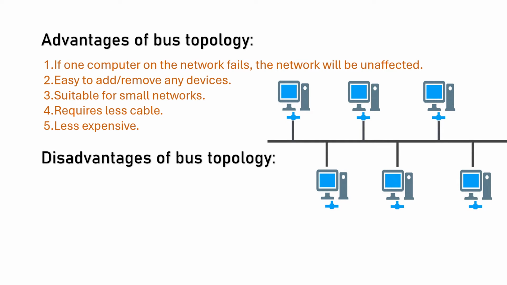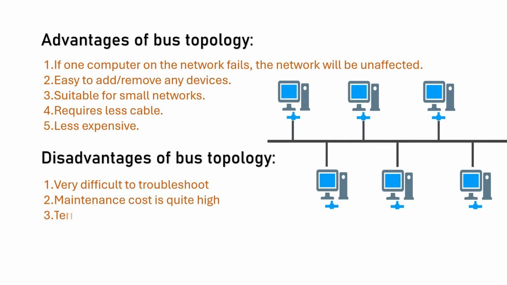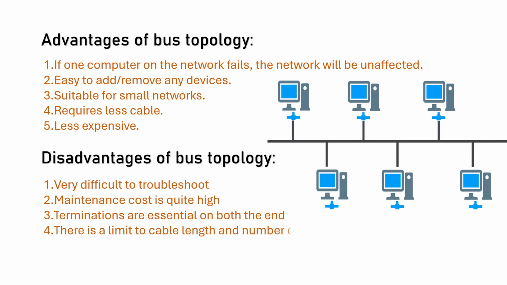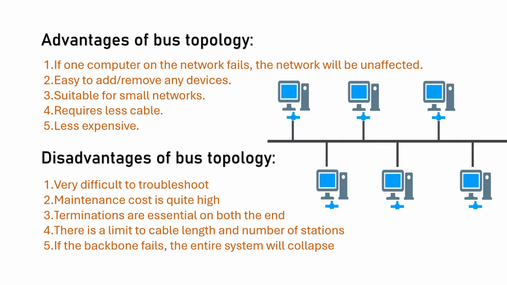Disadvantages of bus topology are: first, very difficult to troubleshoot. Second, maintenance cost is quite high. Third, terminations are essential on both the ends. Fourth, there is a limit to cable length and number of stations. Fifth, if the backbone fails, the entire system will collapse.